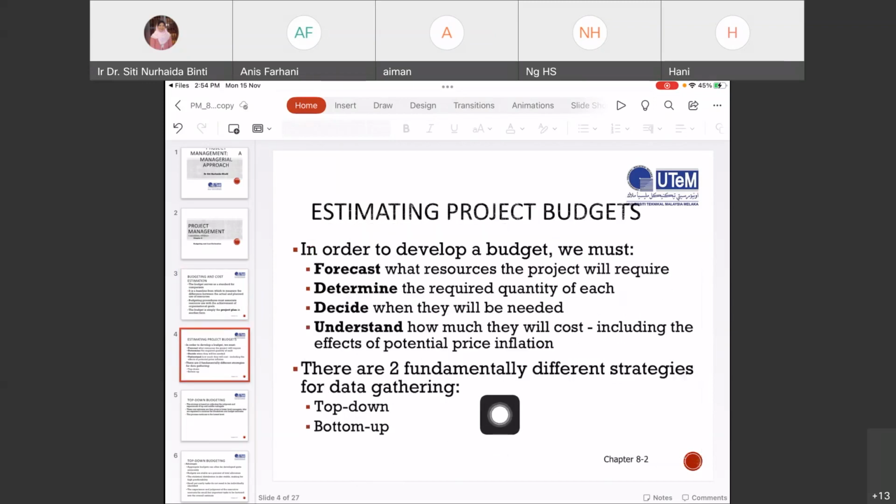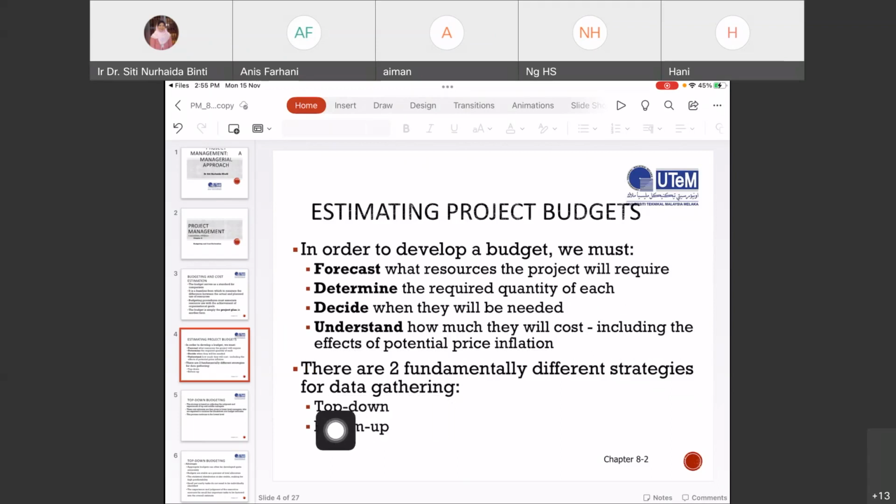So there are orders to develop a budget. First, we have a forecast of what resources the project requires. We need to determine the required quantity of each, decide when they will be needed, and understand how much they will cost, including the effects of potential price inflation. There are two fundamentally different strategies for data gathering. These data are needed for you to be able to come up with a budget.